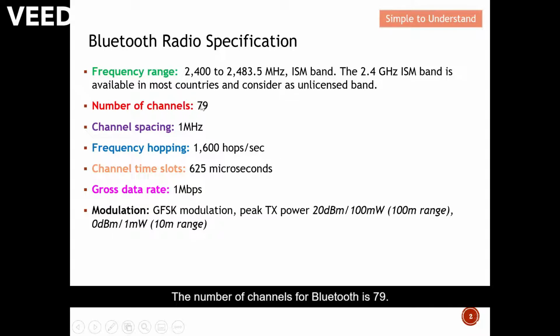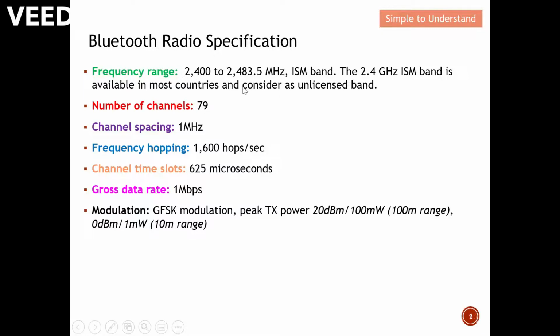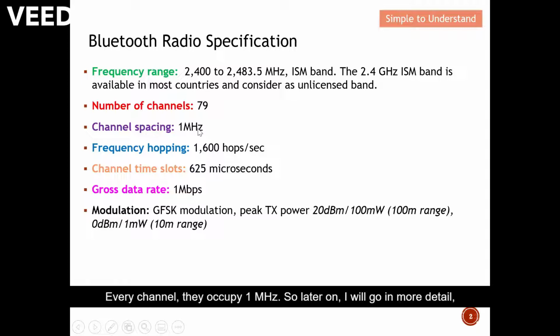The number of channels for Bluetooth is 79. So within this frequency range, there are 79 channels. Every channel occupies 1 megahertz. Later on, I'll go into more detail about all this, the 79 channels, 1 megahertz, and frequency hopping. Every second, they hop 1,600 times, and every channel time slot occupies 625 microseconds. For Bluetooth, the data rate is 1 megabit per second. The modulation scheme for Bluetooth is GFSK modulation.